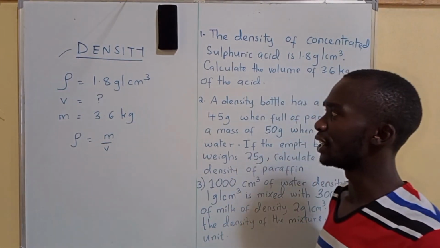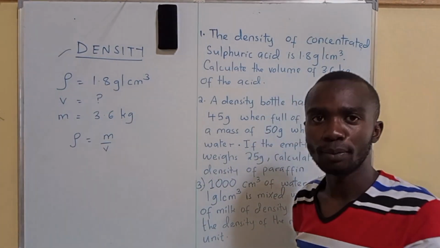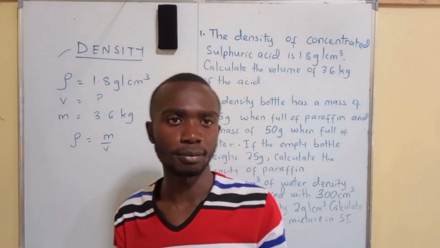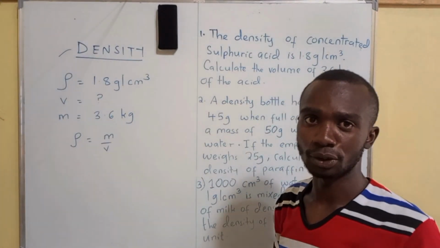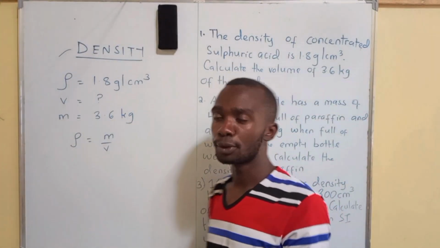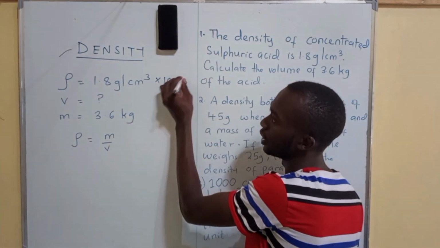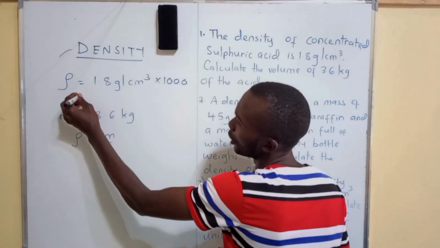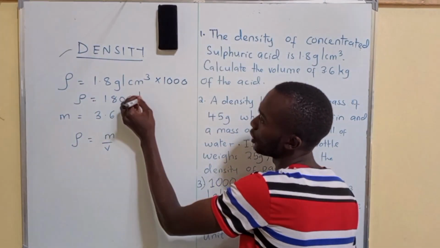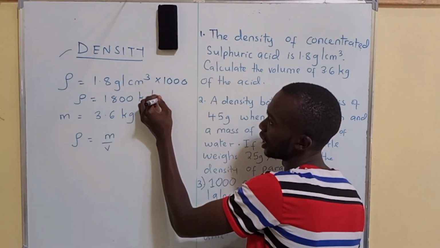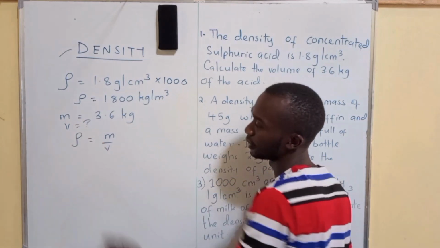For me, I can change the density from grams per cubic centimeter into kilograms per cubic meter. When you change the density from grams per cubic centimeter to kilograms per cubic meter, we simply multiply by 1000. This gives the density rho equal to 1800 kilograms per cubic meter. Then we find the volume of the given substance.